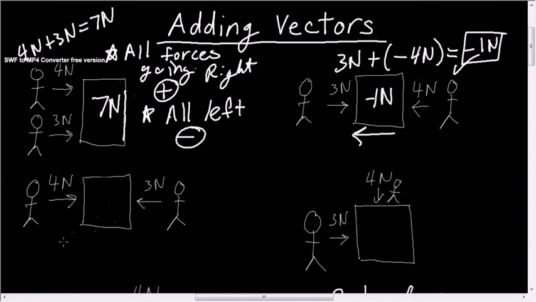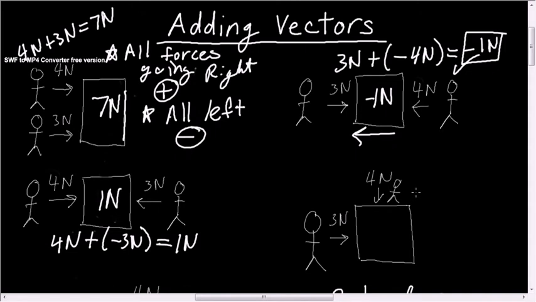What about this one? So I have a 4 Newton force to the right and a 3 Newton force to the left, so that becomes negative. So negative 3 newtons, and I get 1 Newton. So I see that this is positive again, so I know that this force is to the right.